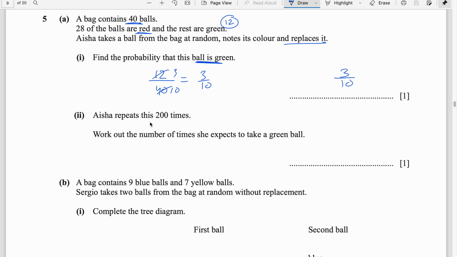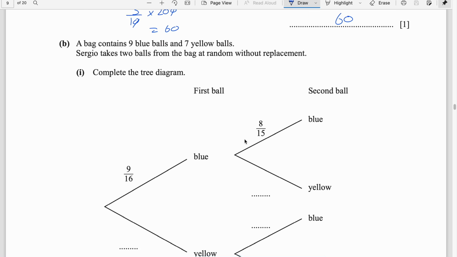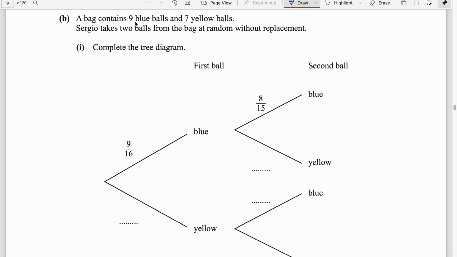Isha repeats this 200 times. Work out the number of times she expects to take a green ball. So 3 out of 10 is the probability, and 20 times 3 is 60, so she'll be expecting 60 times.